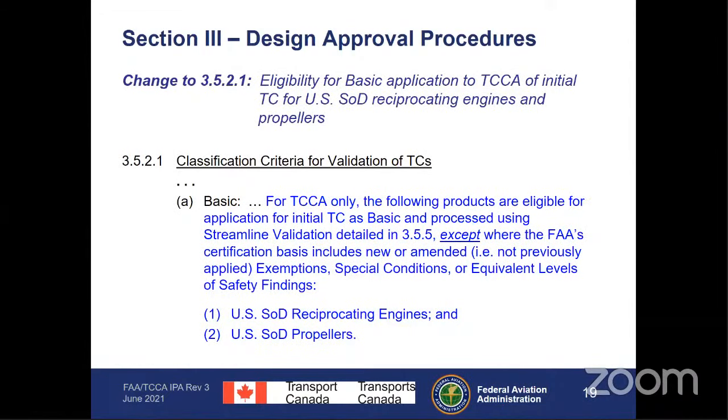Okay, so this is a new provision in the classification criteria for validation of type certificates, and very similar to what Eric spoke about, the Part 23, Part 27 normal category. This is a unilateral TCCA provision, and it really is intended to encompass what was a very long-standing practice for the validation of type certificates for U.S. state of design reciprocating engines and U.S. state of design propellers. Now, the initial application for a new type certificate is classified as non-basic per the IPA.